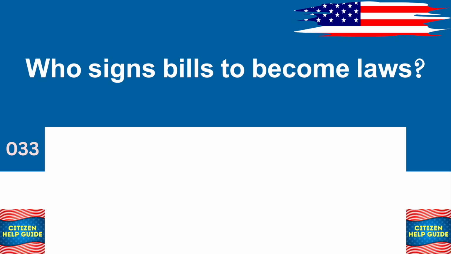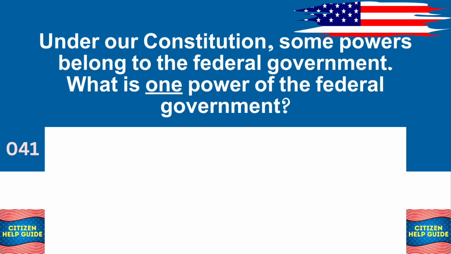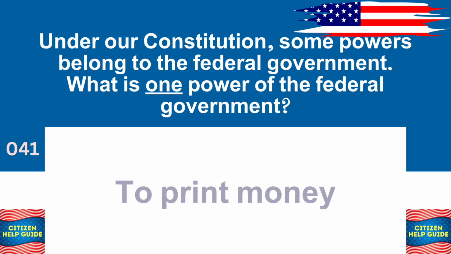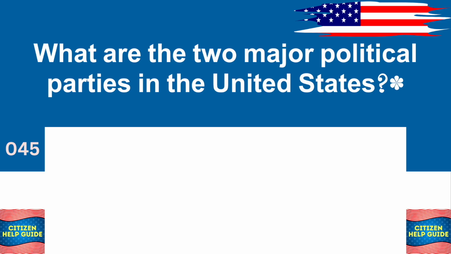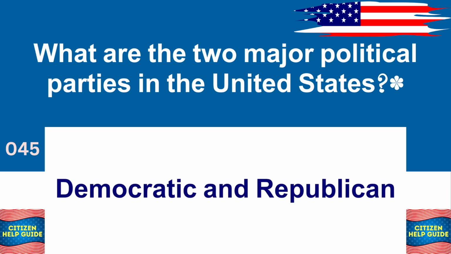Who signs bills to become laws? The President. Under our Constitution, some powers belong to the federal government. What is one power of the federal government? To print money. What are the two major political parties in the United States? Democratic and Republican.